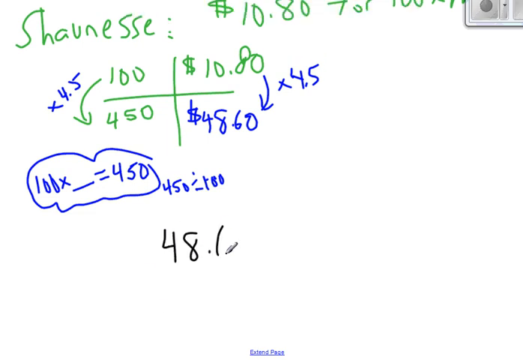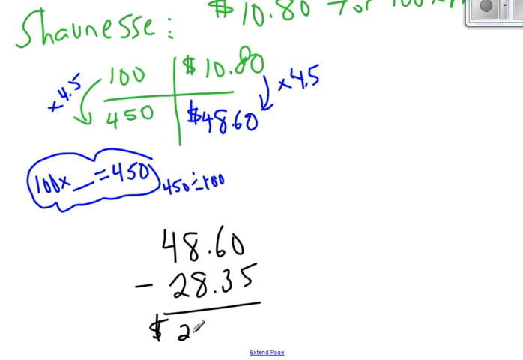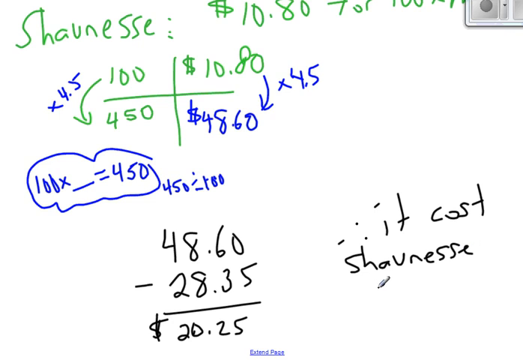So $48.60 minus $28.35. So I'm going to do this in my calculator. Certainly not going to try that mentally. I get $20.25. So therefore, it costs Shanu's $20.25 more. Okay, hopefully that's clear.